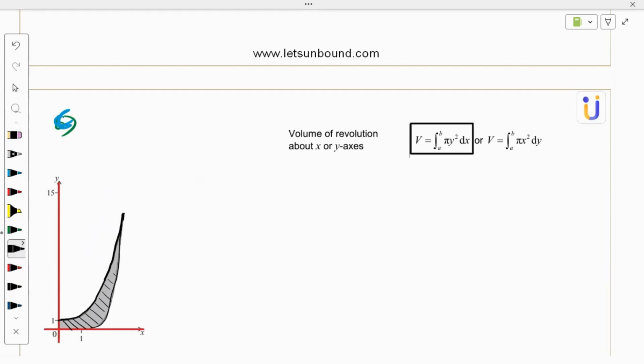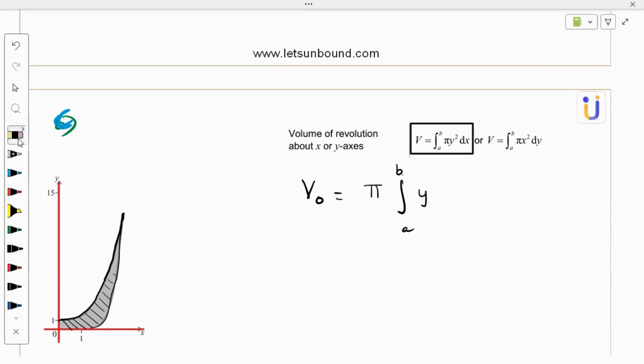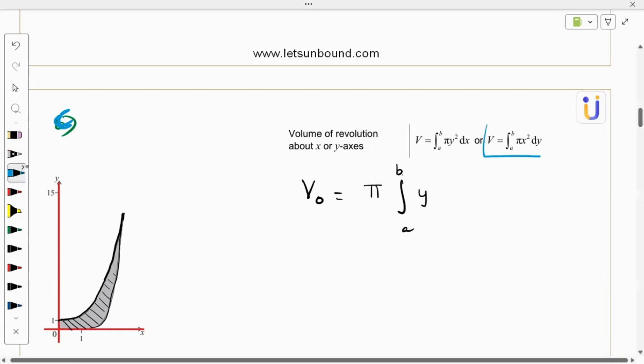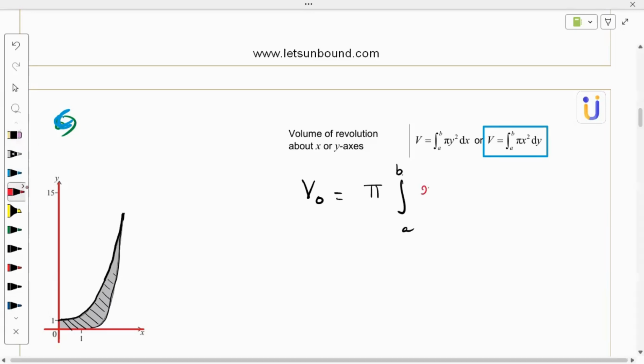So volume of outer surface, let's find. So it is pi into integral a to b y square. Wait, we used x squared, right? It's about the y-axis, so this is the formula to be used. x square dy. Okay, again, outer surface, the function is quite different. So we need to take that.